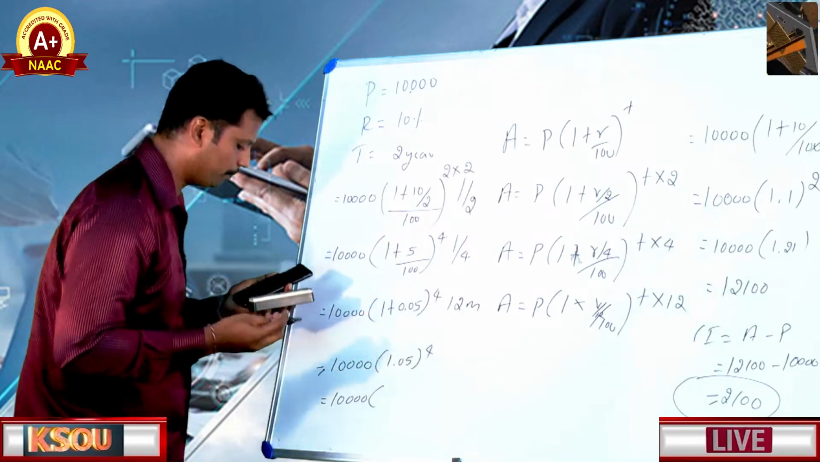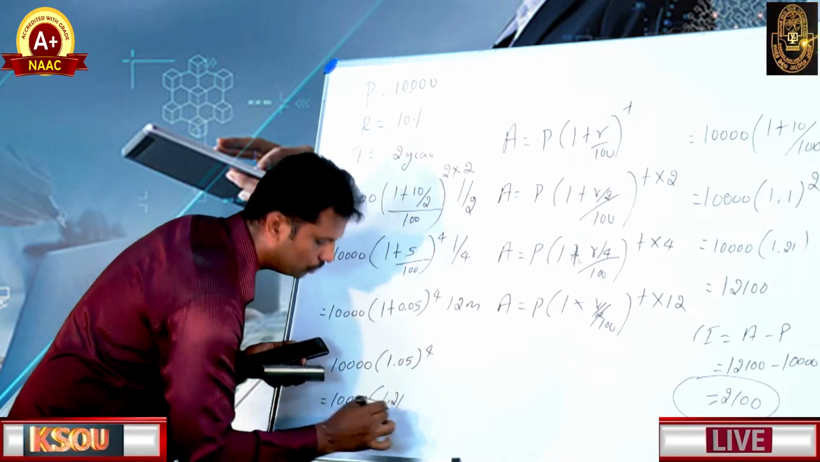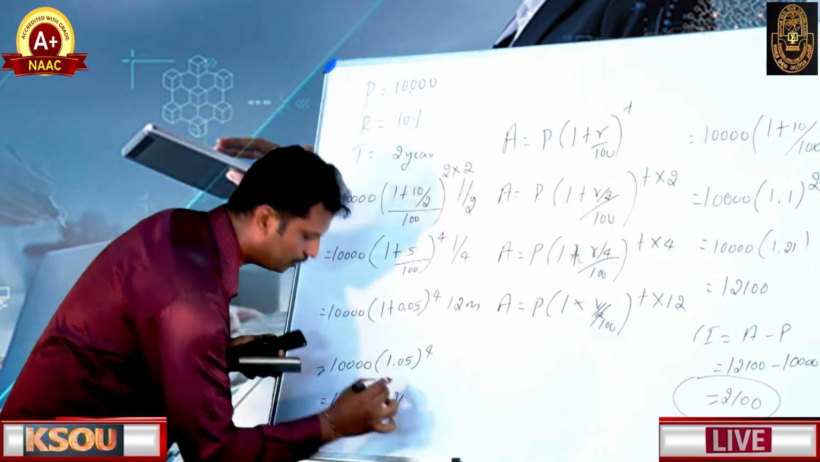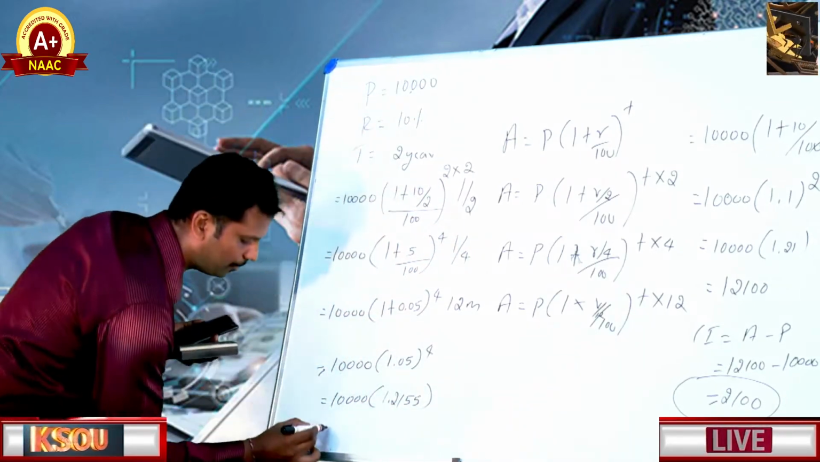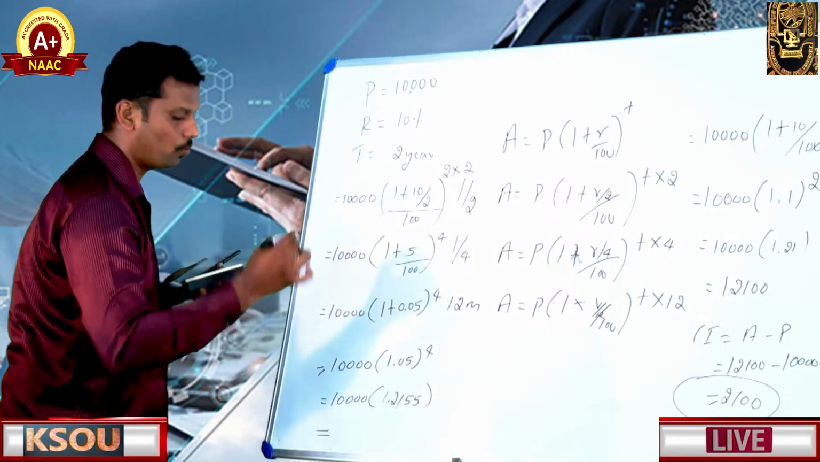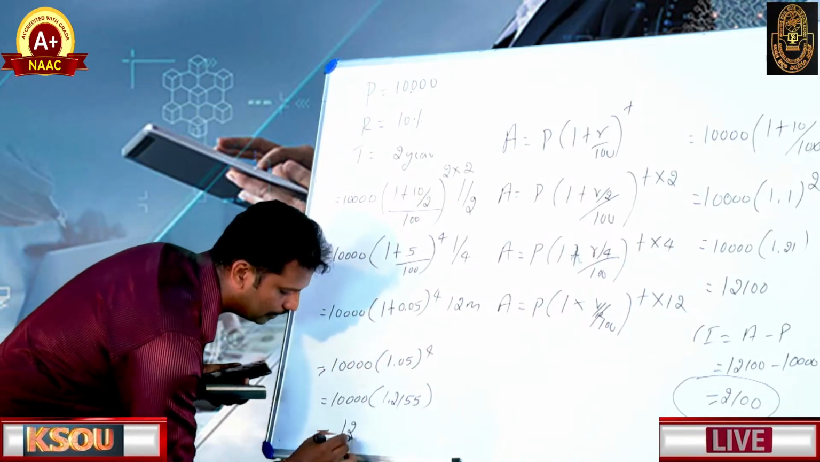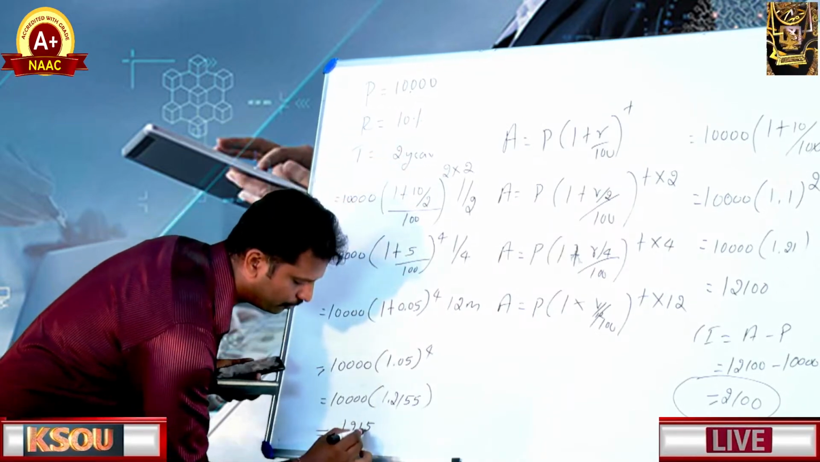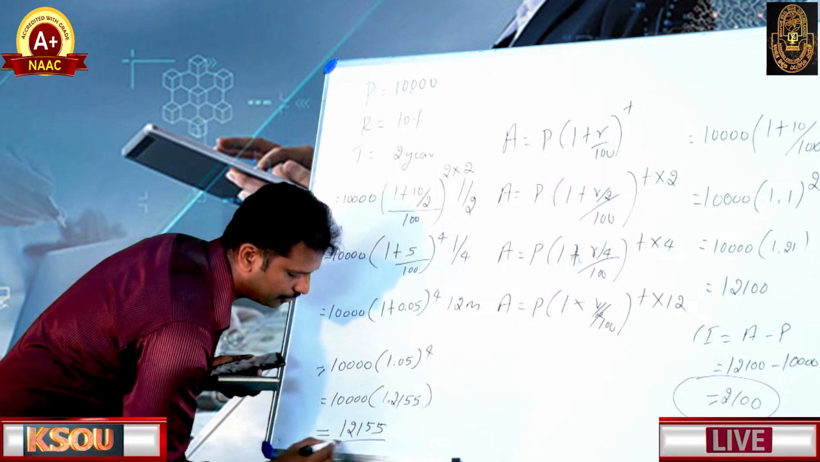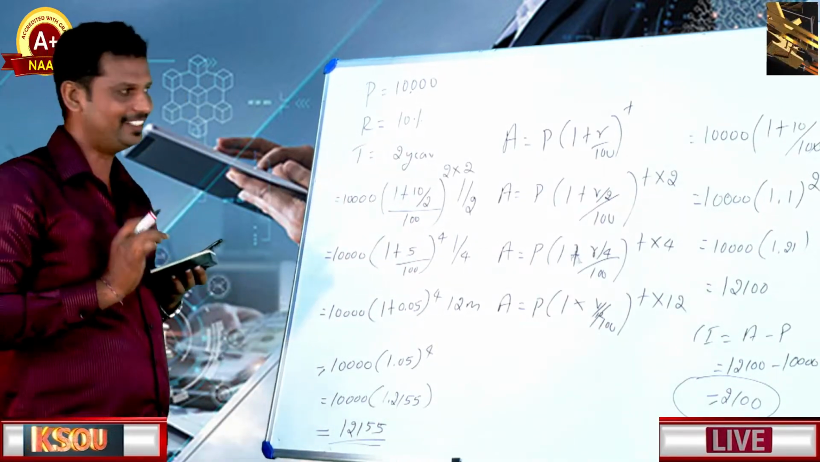What is the value? You get 1.2155. So now the value will be 10,000 into 1.2155. The value is 12,155. Isn't it very clear?